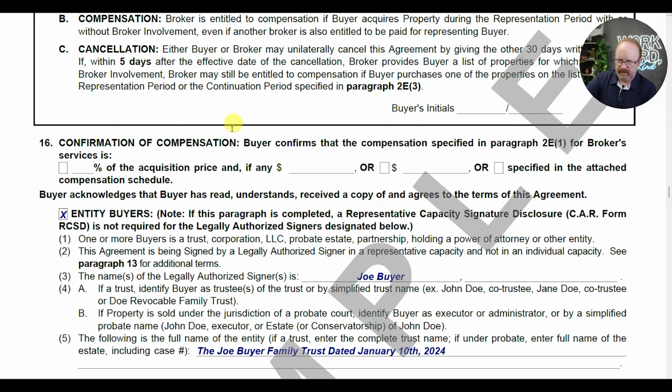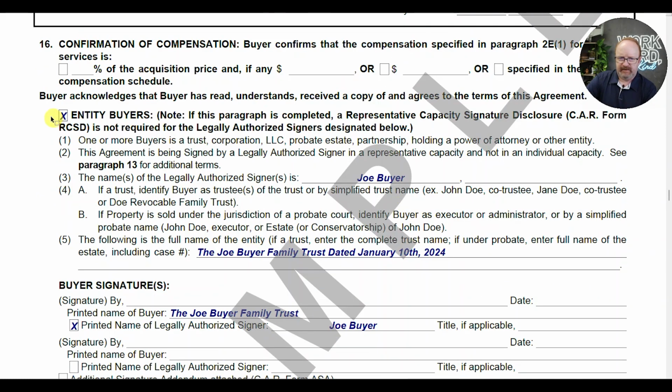Down here, you're going to once again confirm the compensation specified, and you're going to put it here if it's a percentage or a flat rate. And then because this is an entity buyer, I am checking the box. The name of the legally authorized signer is Joe Buyer, and he's buying on behalf of the Joe Buyer Family Trust dated January 10th, 2024. Be sure you fill this out if you have an entity. Otherwise, your file compliance person will ask you to do an RCSD form, and this will save you having to do that. So if you complete this correctly, you shouldn't have to do that extra form.